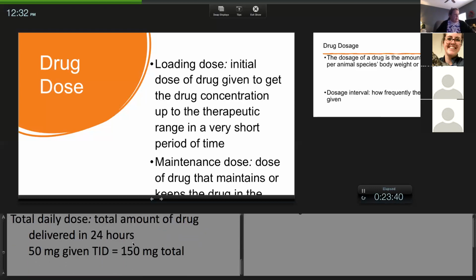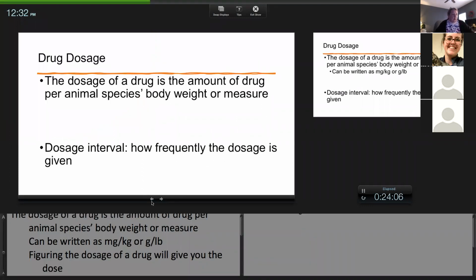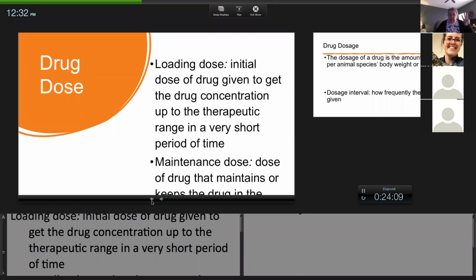Now, if you remember, the total daily dose is how much drug the animal got in a 24-hour period. Let's say Bo was on 50 milligrams of pred TID. You would never give 50 milligrams of pred, but let's just say. So he got 50 milligrams at 8 a.m., then the middle of the day and the evening. So he got 50 milligrams 3 times. That means his daily dose was 150 milligrams, but we divided that every 8 hours. So you're going to have a dose and then a daily dose.